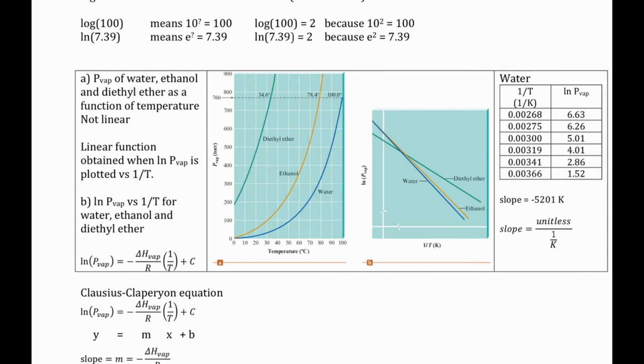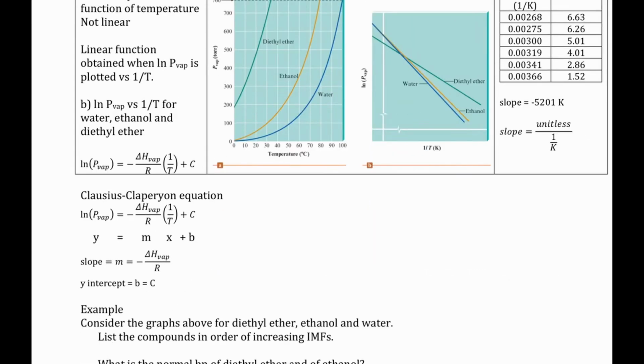The unit turns out to be Kelvin because anytime we ln or log something, we get rid of units. So the y-axis has no units, it's unitless, but the x-axis does have unit 1 over Kelvin. So when we simplify that, we see the slope has units of Kelvin.